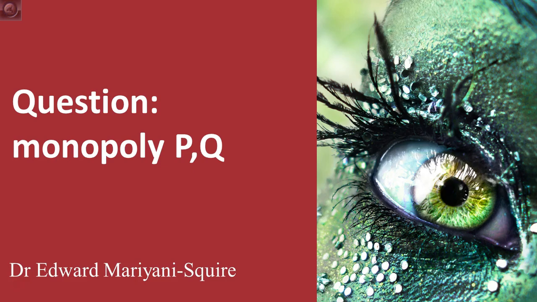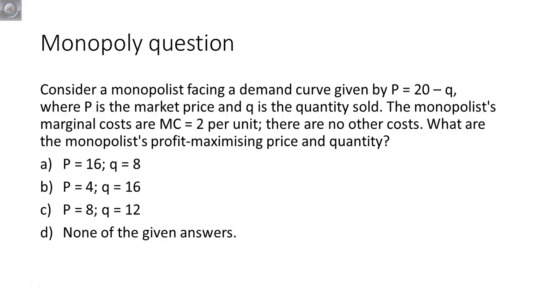A student has sent me an email asking about a question from the quiz. It's about monopoly, price and quantity. The question is this: consider a monopolist facing a demand curve given by P equals 20 minus Q, where P is the market price and Q is the quantity sold. The monopolist's marginal costs are MC equals 2 per unit. There are no other costs. What are the monopolist's profit maximizing price and quantity?